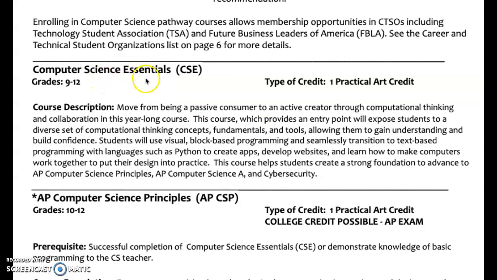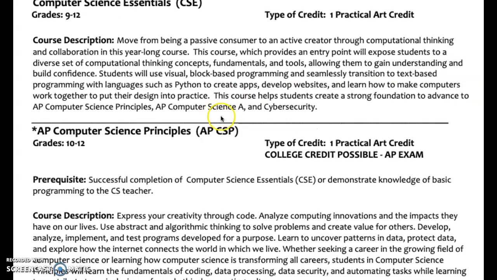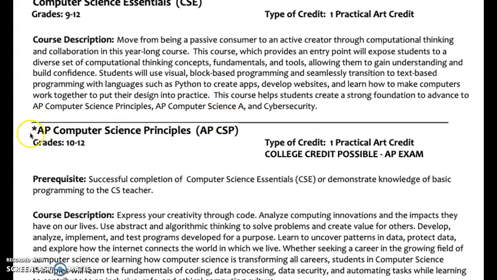Computer science essentials, there's no prerequisite. It tells you it's worth 1 practical arts credit for graduation. Here, AP, which again, asterisk means college level, the prerequisite would be the successful completion, C or better, of the computer science essentials. So make sure students are referencing those as they pick their electives for enrollment.